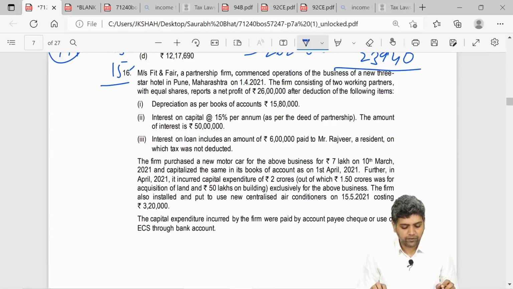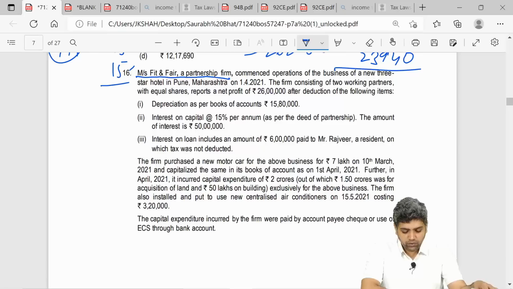It says, Messrs. Fit and Fair, a partnership firm, commenced operations of the business of a new 3-star hotel in Pune, specified business, Maharashtra, on 1st April 21. The firm, consisting of 2 working partners with equal shares, reports a net profit of 26 lakhs after deduction of the following items. Depreciation as per books of accounts 15 lakh 80,000. Interest on capital at 15% per annum as per partnership deed. The amount of interest is 50 lakhs.